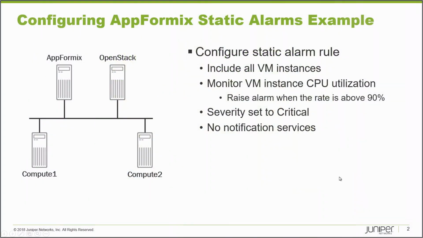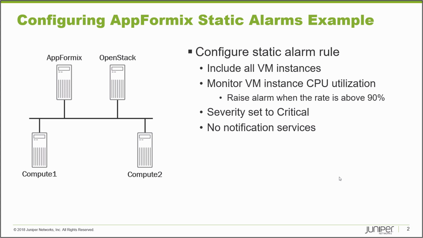All right, so let's go ahead and jump to our example. Here in the diagram on the slide, we have a few different nodes. We have the AppFormix controller, the OpenStack node, which houses the SDN controller functions, and Compute 1 and Compute 2. The compute nodes house the vRouter functions in this Contrail fabric, and they have VM instances running on those compute nodes. So the VM instances are talking back and forth.